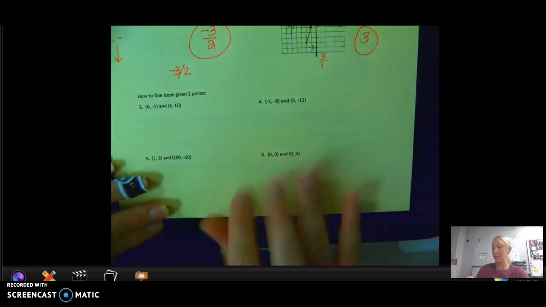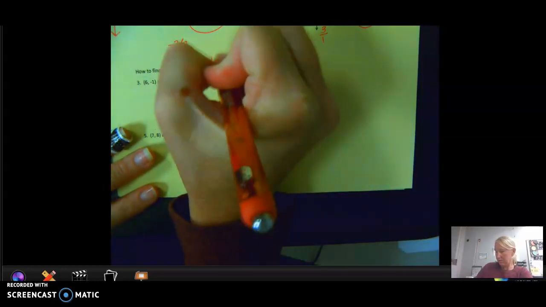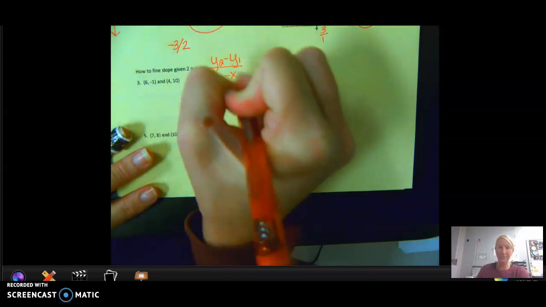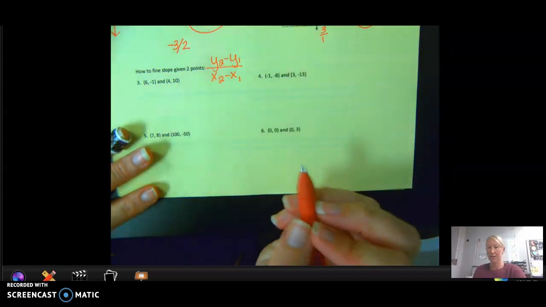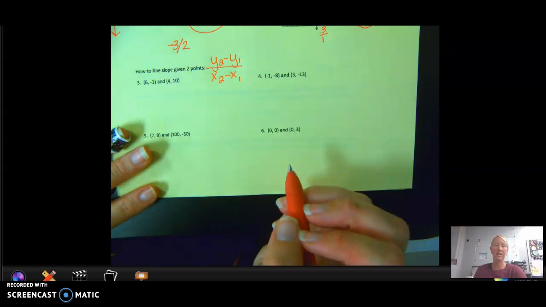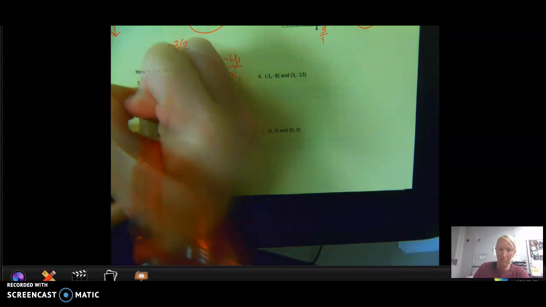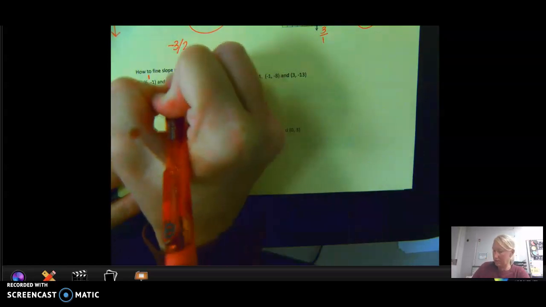So in this case, you're actually going to use the formula. You're going to do y2 minus y1, so make sure to write this down, over x2 minus x1. Well, what does that 2 and that 1 mean? That means the second y and the first y, or the second x and the first x. I always think of my first point as being my 1's, and my second point as being my 2's.